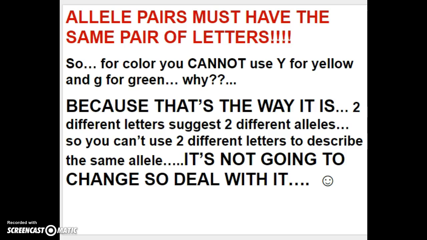If you use 2 different letters, that means you're suggesting 2 different alleles or 2 different forms of a trait. Allele pairs must have the same pair of letters. If you wanted to use the letter F, capital F is the dominant trait, lowercase f is the recessive trait. That's the way it is. It's not going to change, so when you do your practices, you have to get used to using the same pair of letters to represent one form.